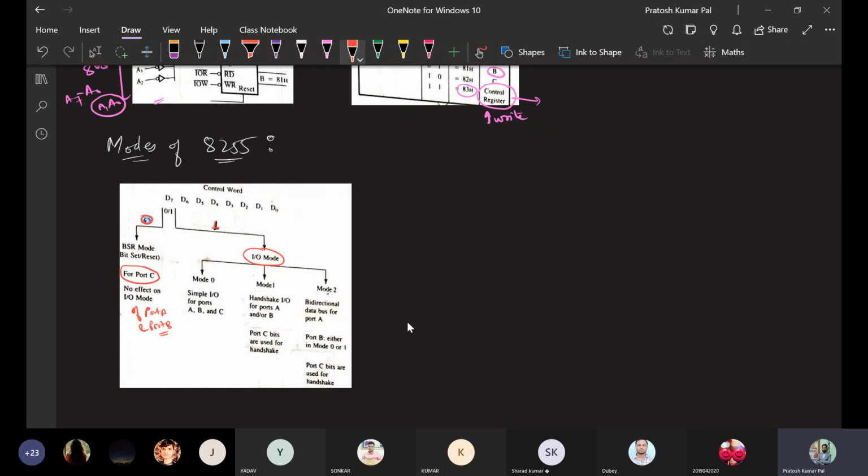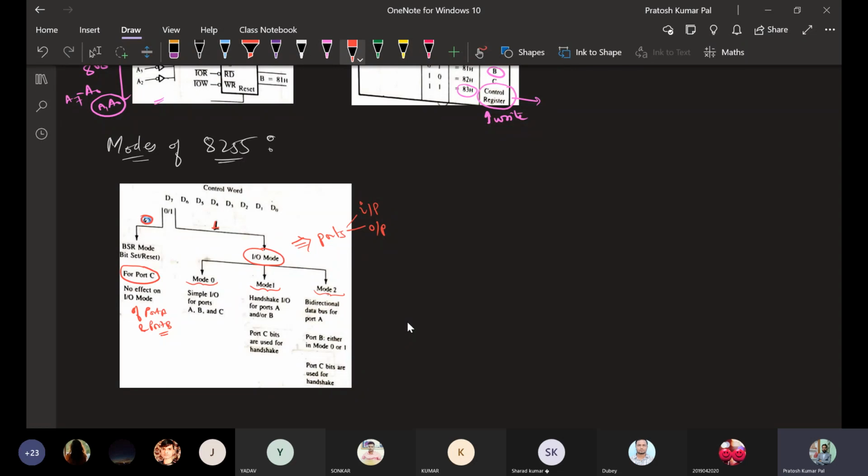That means in this case, the ports will be working either in input mode or in output mode. All the ports will be working in output mode or input mode, and that will be set by this input output mode operation. In input output mode operation, there are different modes: mode 0, mode 1, and mode 2. We will see these different modes one by one.